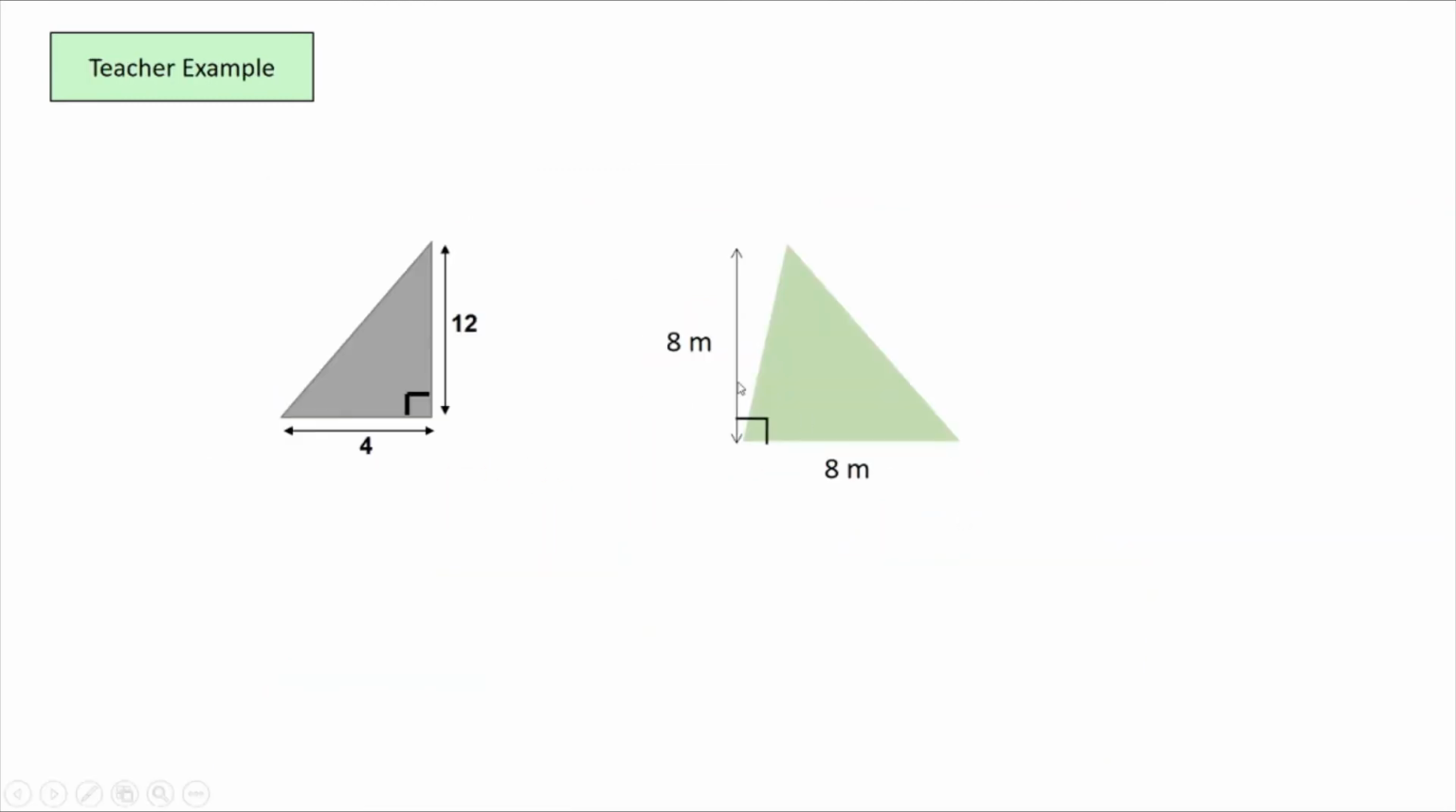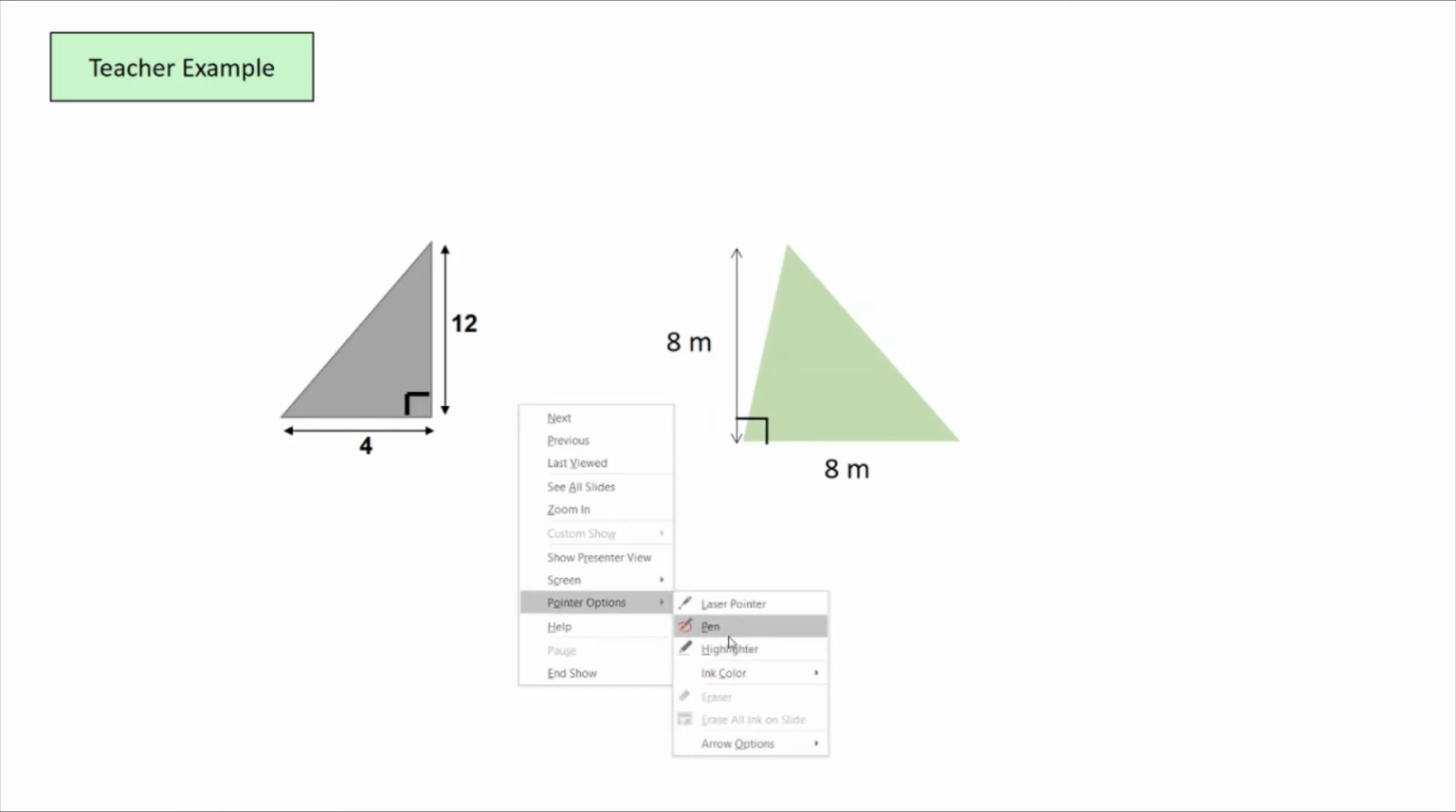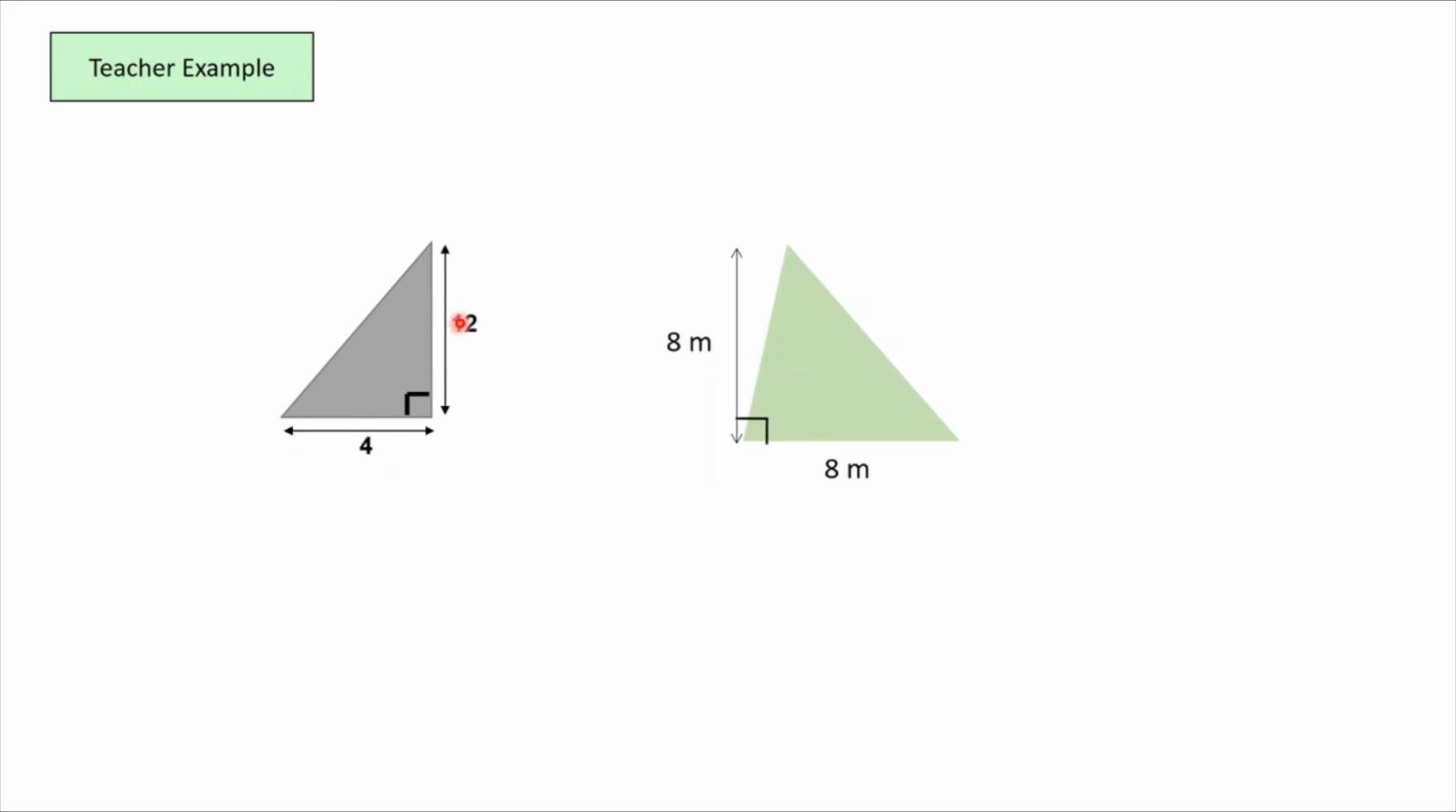So looking at this example over here, we can see that the base is 4 centimeters, or 4, it's actually being given, and then the height is 12. Now the important thing to note here is that this is in fact the perpendicular height because this is a right angle triangle, so it's quite straightforward. 4 times 12 is 48, divide that by 2, so base times height divided by 2 is 24 centimeters squared.